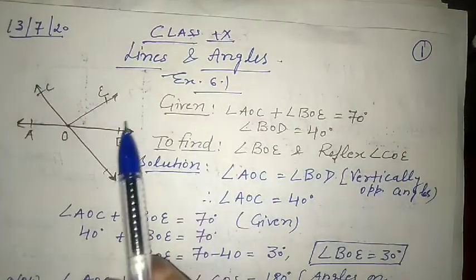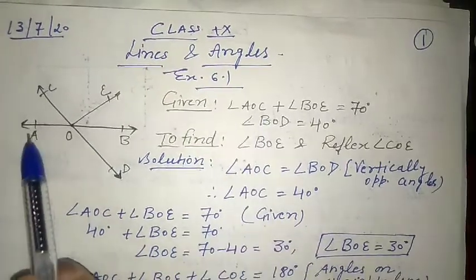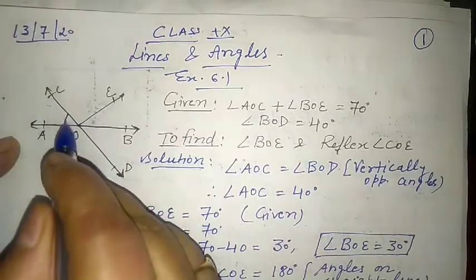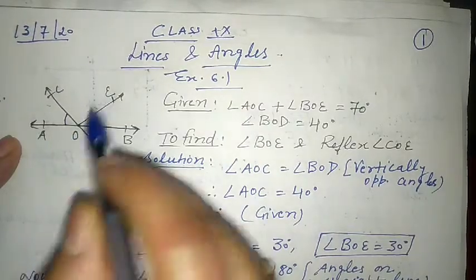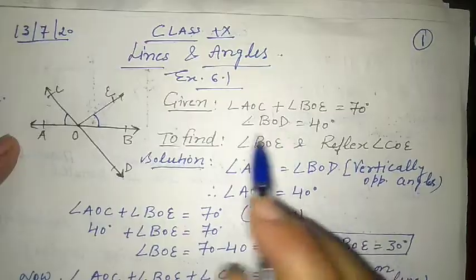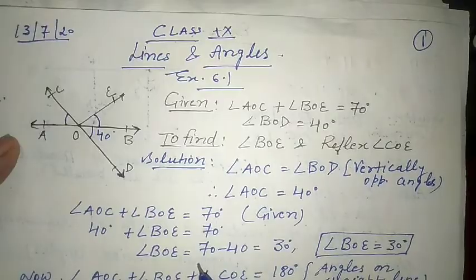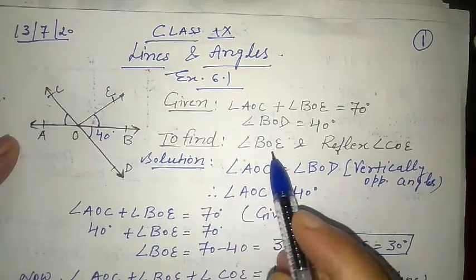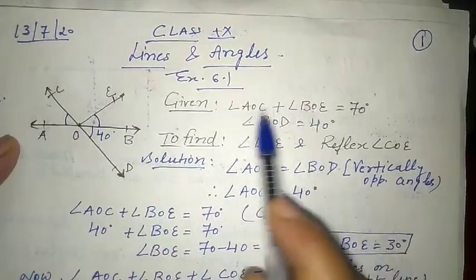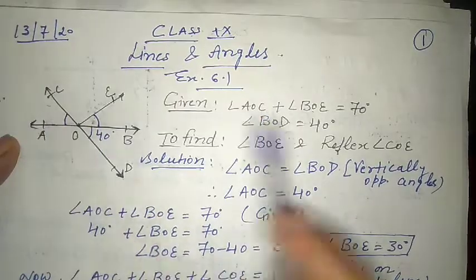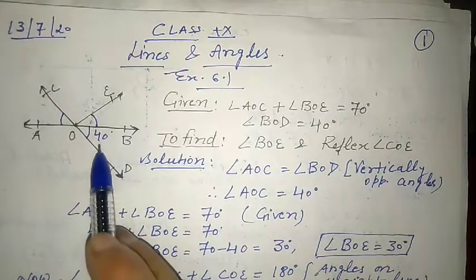Here I have written everything, the figure also, and the given sum of two angles. Angle AOC plus angle BOE, the sum of these two angles, is given as 70 degrees. And angle BOD is given as 40 degrees. Now what do we have to find? Angle BOE. The sum of AOC and BOE is given as 70, and angle BOD is given as 40 degrees.